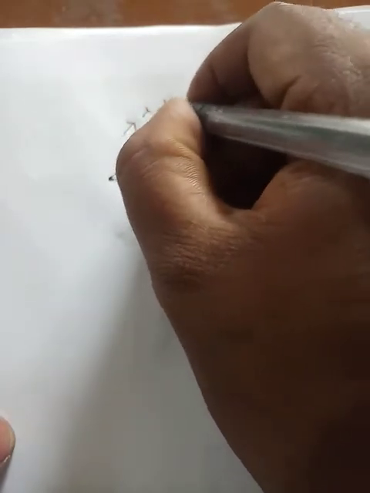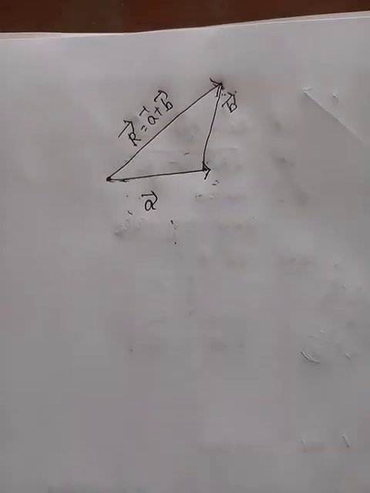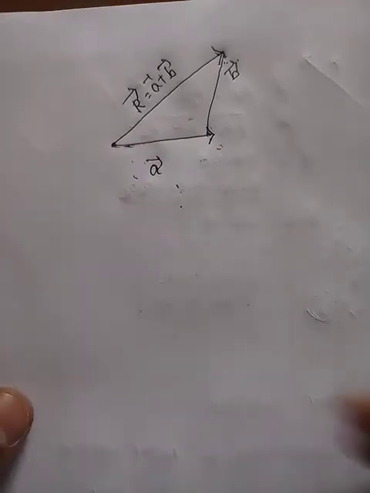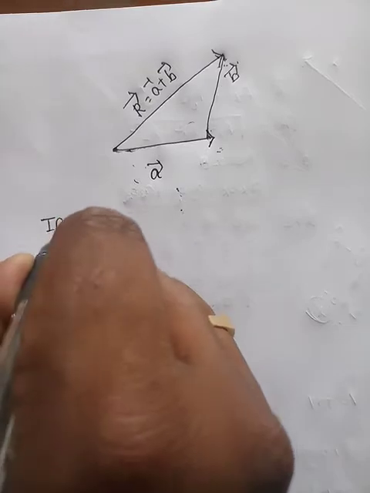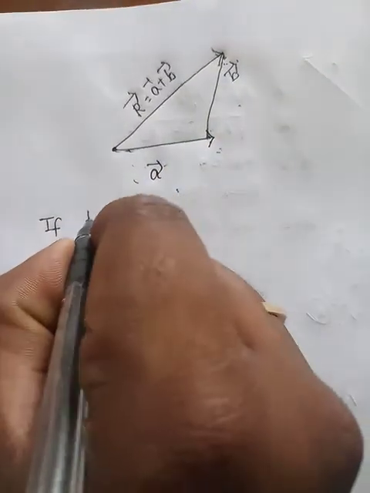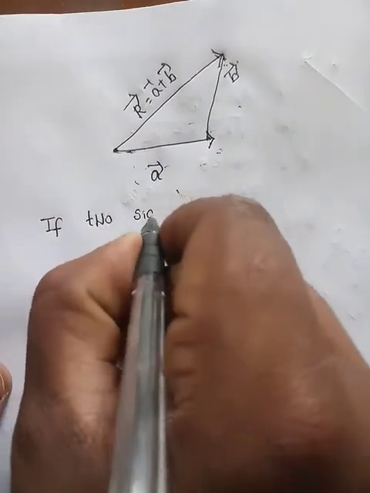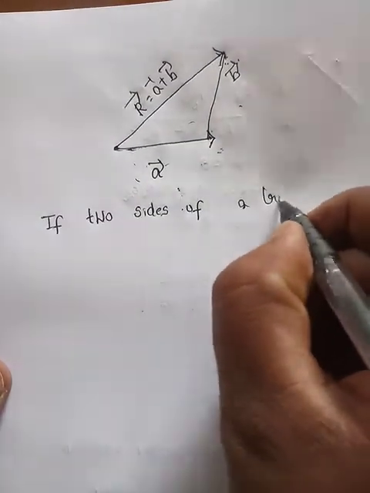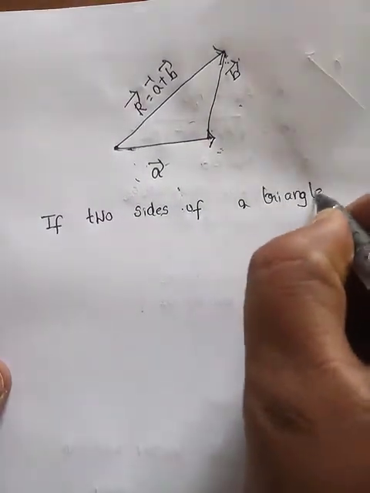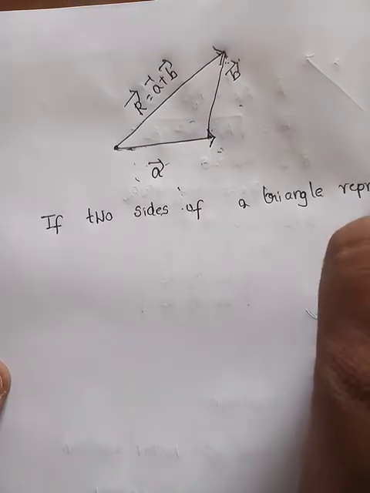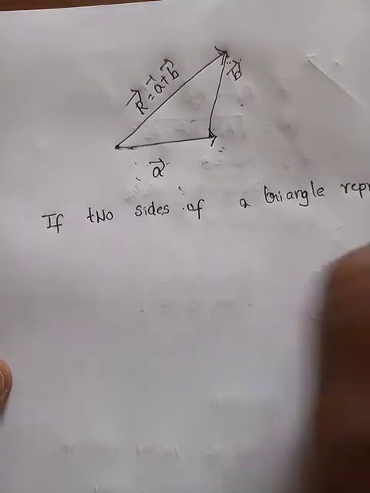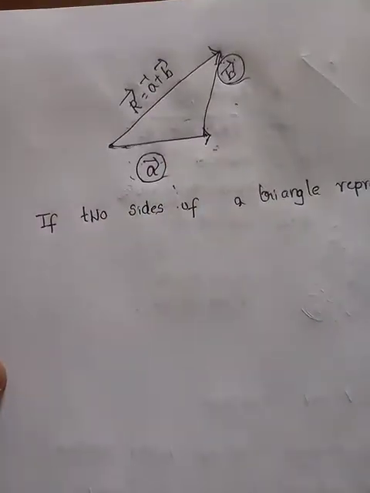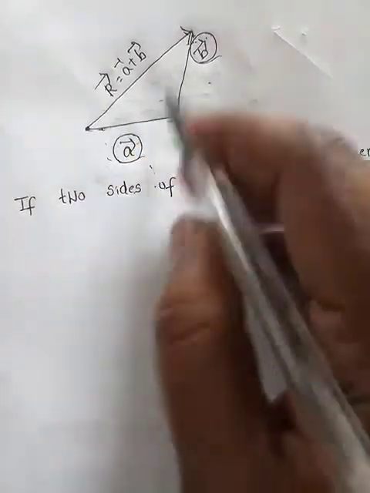R bar is equal to A bar plus B bar. So, we can write the statement as what? Two sides of a triangle represent what? A bar and B bar. What are A bar and B bar? Vectors, which have magnitude and direction.